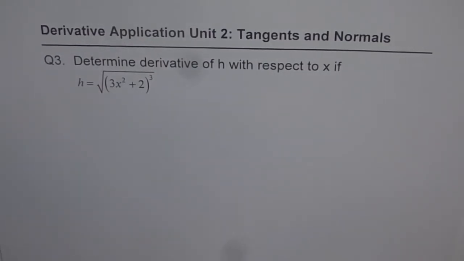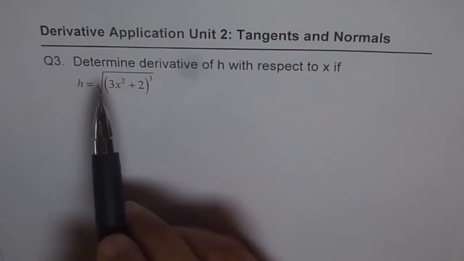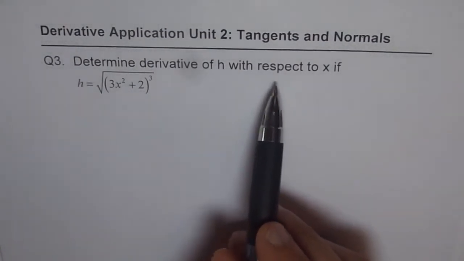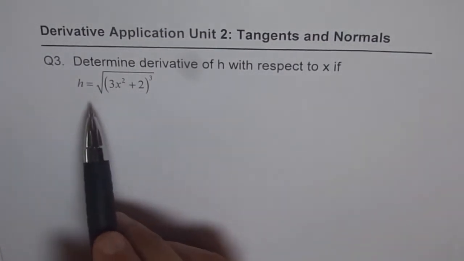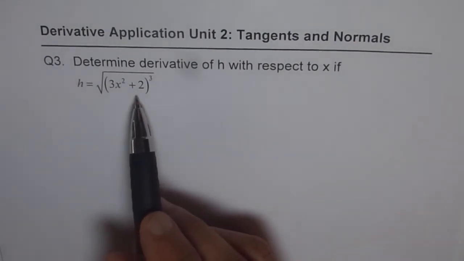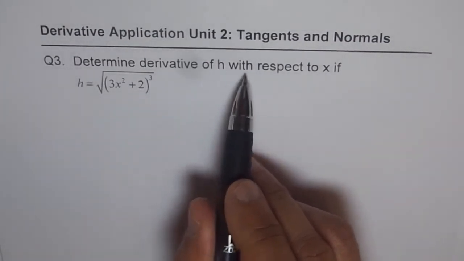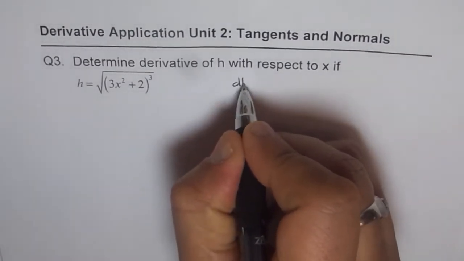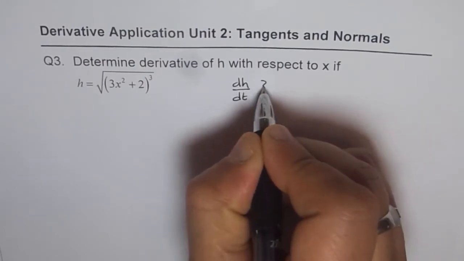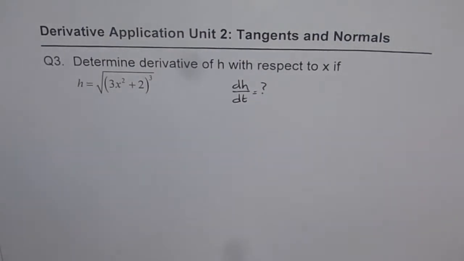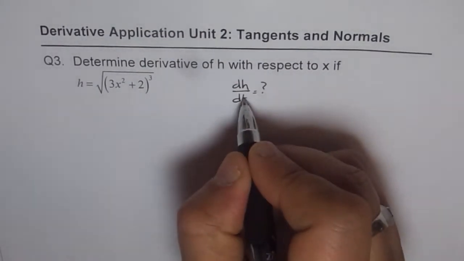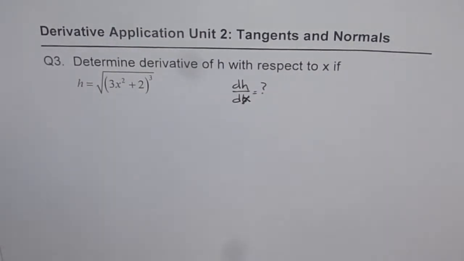Here is question number 3 on unit test 2, where we are trying to see how to find derivatives of different kinds of functions. So this one is: determine the derivative of h with respect to x, if h equals the square root of (3x squared plus 2) whole cubed. So when we say determine the derivative of h with respect to x, we want to find dh/dx, right? That is the whole purpose. Let me write this as dh/dx, with respect to x.